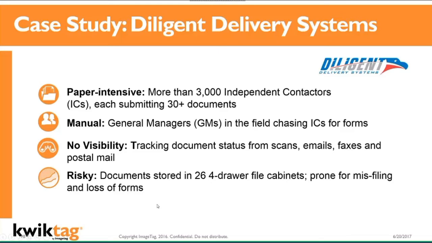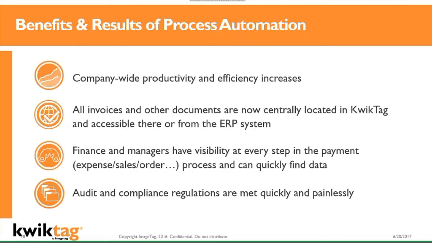They used to have information stored in 26 four-drawer file cabinets. They're happy to say now they're down to 0, and they no longer need to store any paper documents for this process. So overall, whether it's in accounting or expense management or independent contractor onboarding, sales order processing, the benefits of automation quickly become visible.